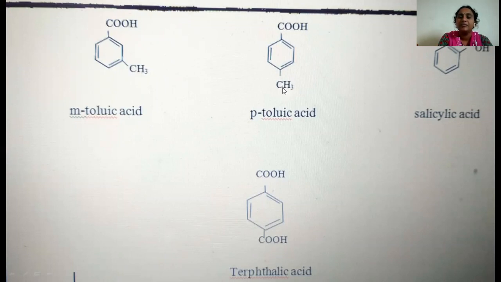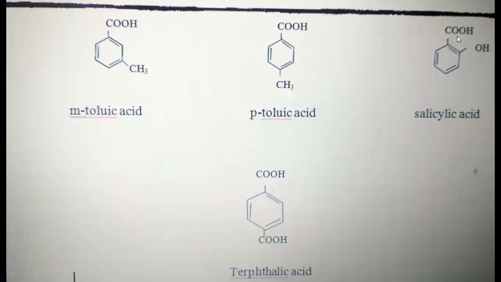Similarly, here this substituent position is called para. So here it is paratolic acid. In this compound, the benzene has both an OH group as well as a carboxylic acid group, hence this compound name is called salicylic acid.